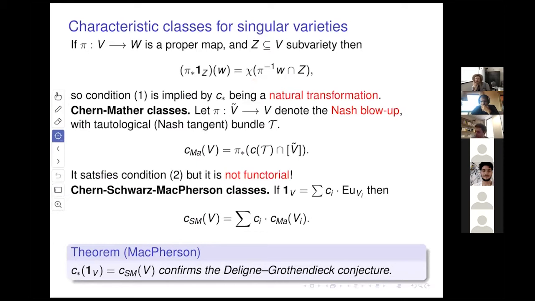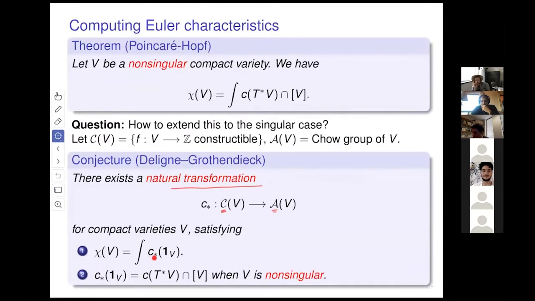So in other words, if you think about just mapping V to a point, then the push forward of the indicator function of V is really the same as the Euler characteristic of V. So really, when I talk about this condition, it needs to be satisfied if this star is a natural transformation. It's functorial, right? So I just put it here for emphasis. The question was whether such a natural transformation exists, and that gives this extension of the Poincare-Hopf formula to the singular case.